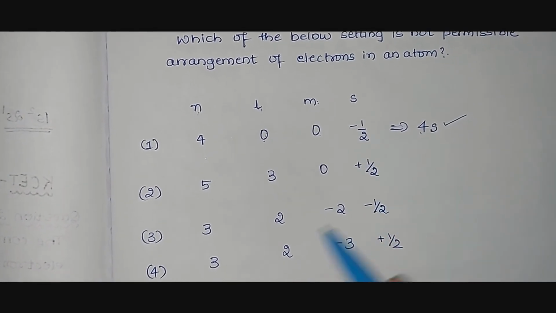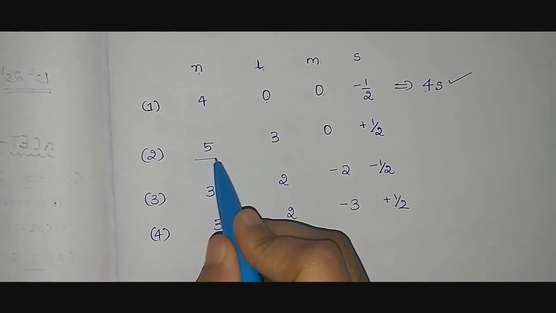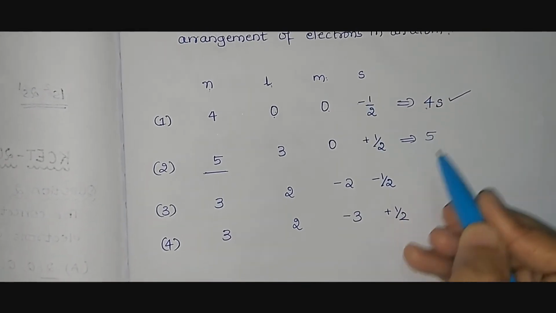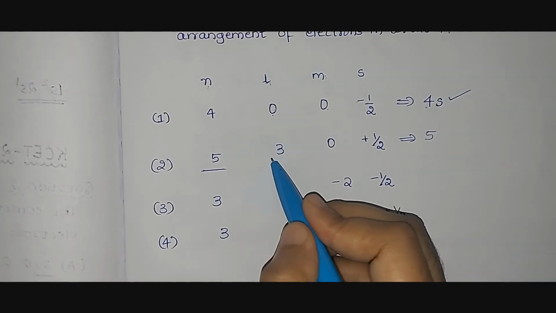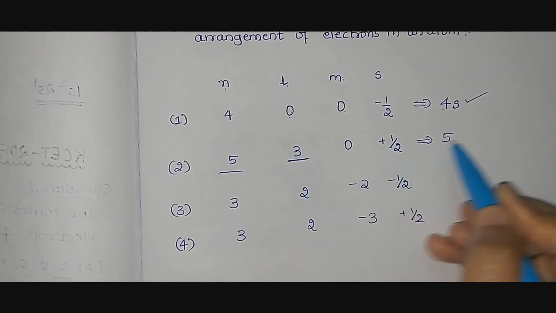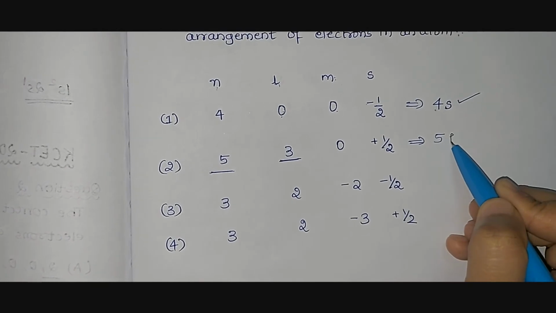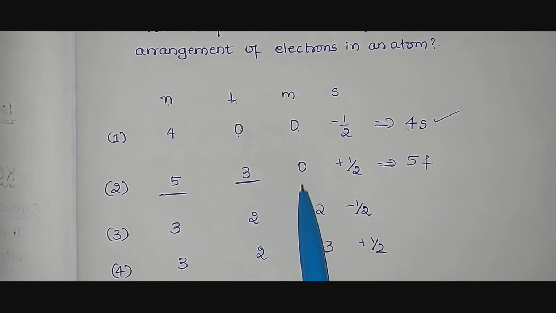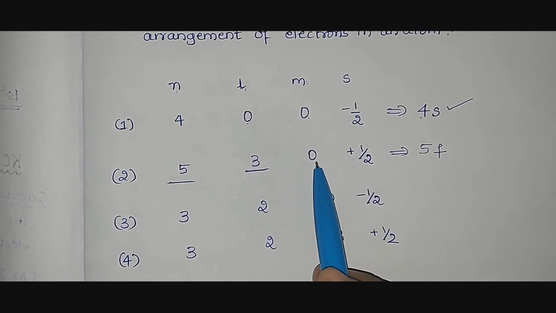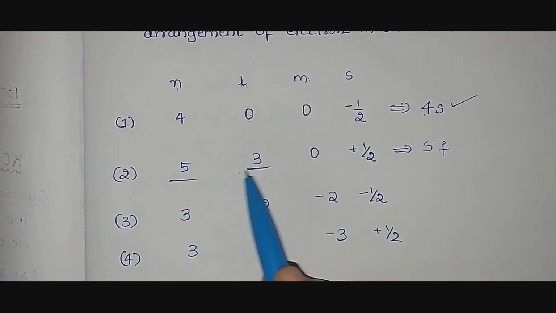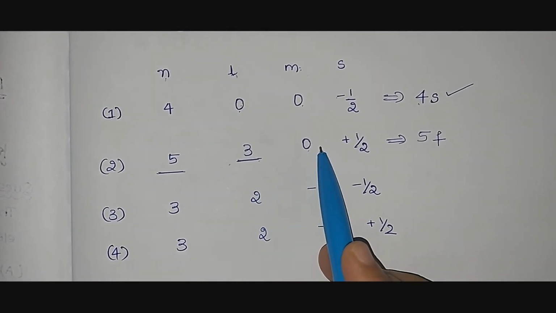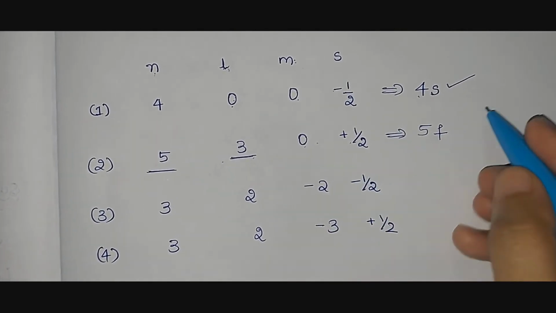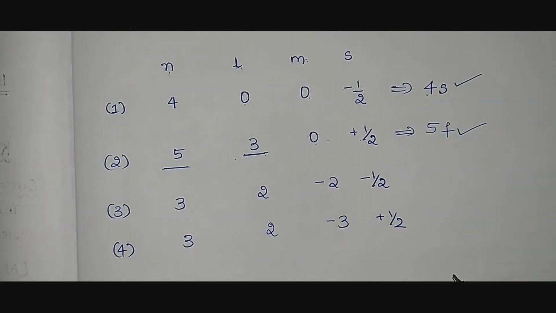Let us go with the next option given. What is the next option given? 5. So the principal quantum number is 5. If l is equal to 3, it indicates which orbital? l equal to 3 becomes f orbital. And the value of m given is 0. It can be in between minus 3 to plus 3. So 0 is possible. And the spin value can be either plus half or minus half. So we can say that 5f is permissible.